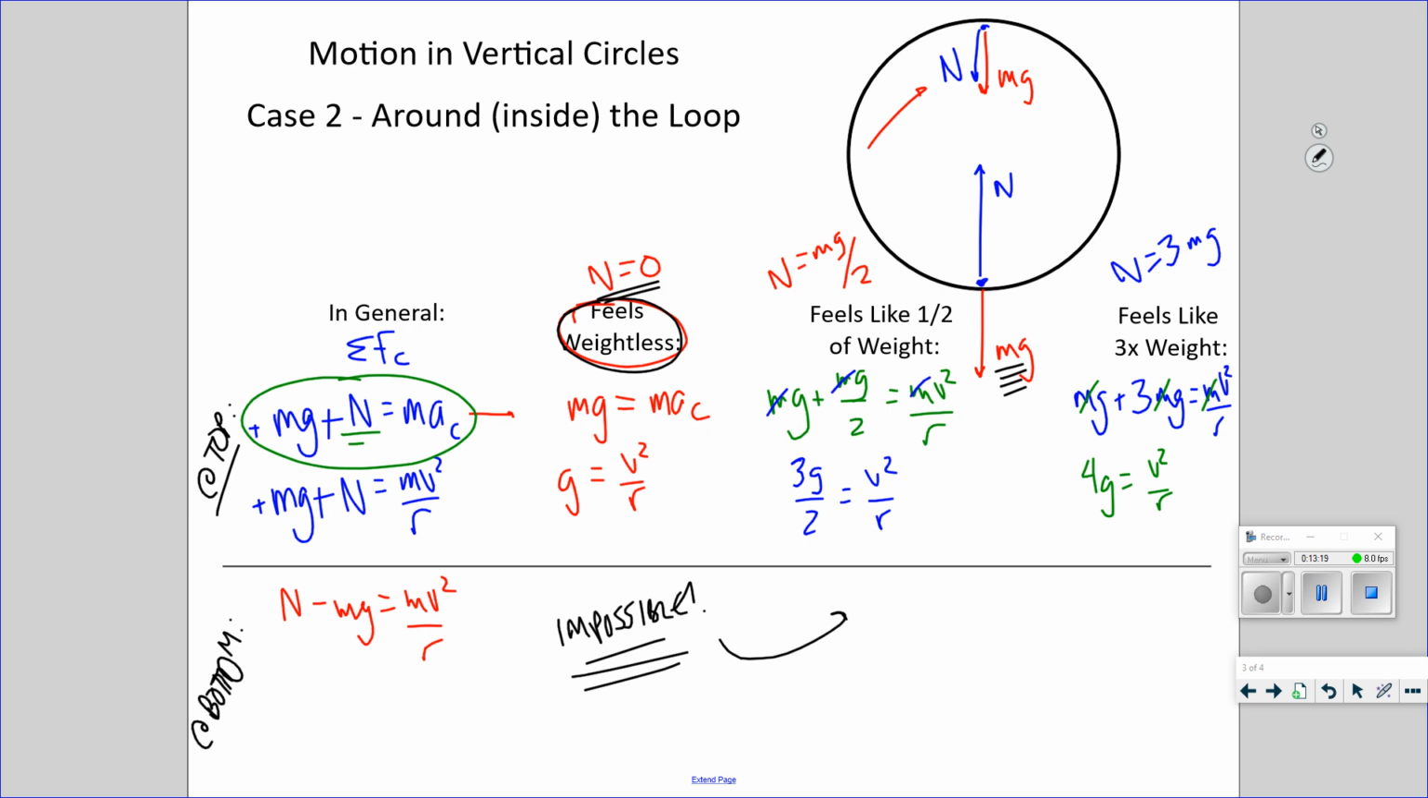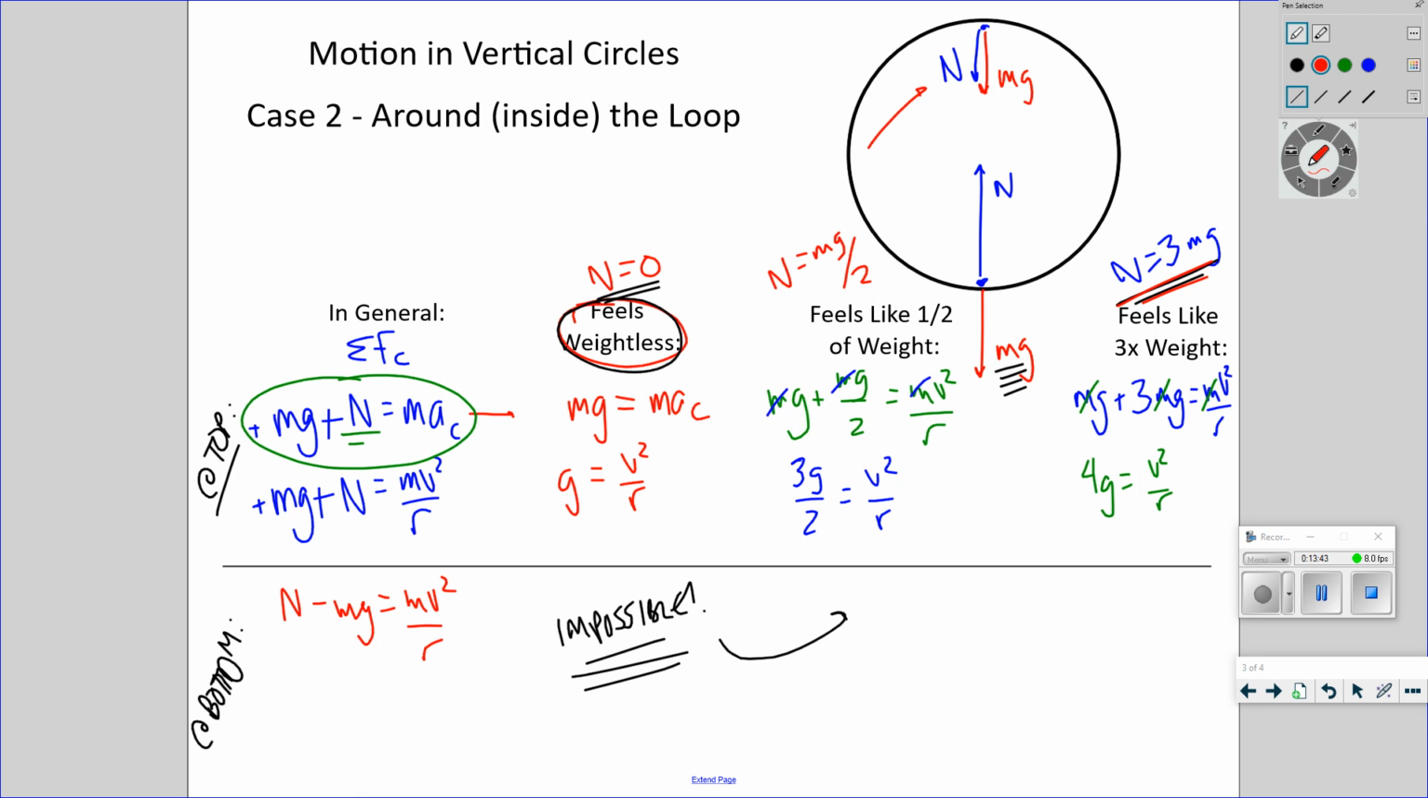the bottom of a little dip, or if you've ridden a roller coaster at the bottom of a little hill where you start to go back up. You don't feel lighter than what you normally weigh. You feel a little heavier for an instant as you get to the bottom of that circle and start going back up. What is possible is that n could be 3 times as big as mg. That would give us a net force inward.